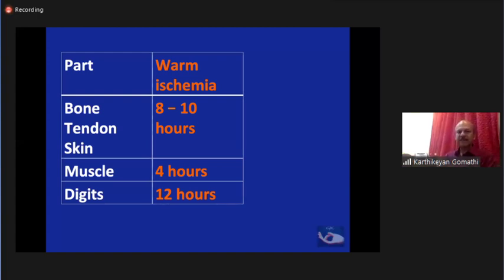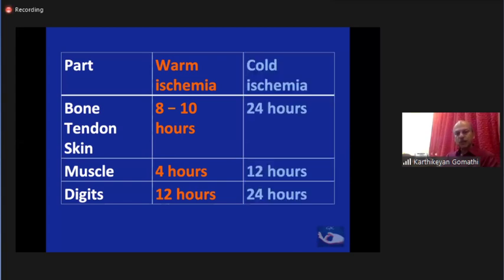But the muscle can withstand warm ischemia only for 4 hours. And the digits are even more resistant. They can withstand warm ischemia even for 12 hours. Whereas with cold ischemia, the bone, tendon, and skin can be preserved for up to 24 hours. The muscle can be preserved up to 12 hours maximum.